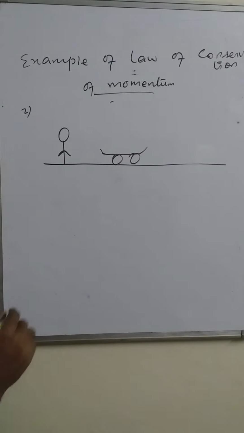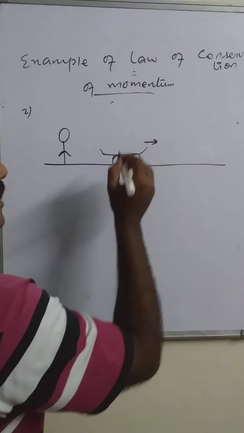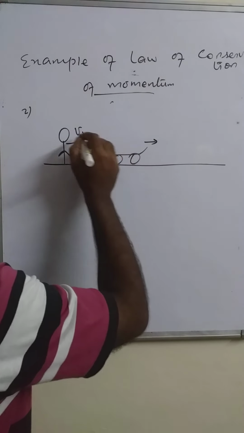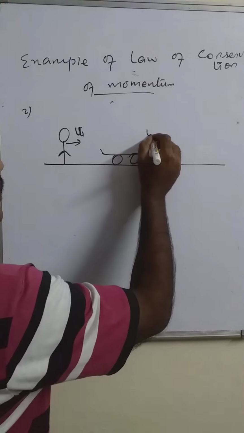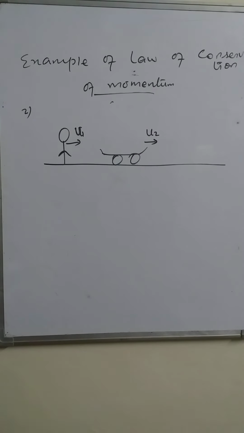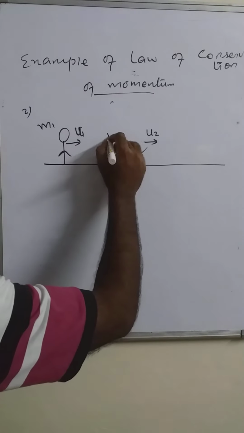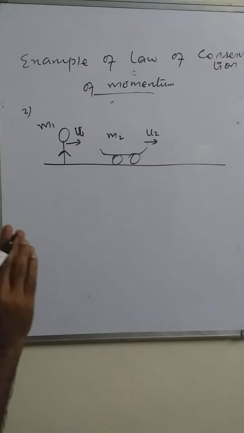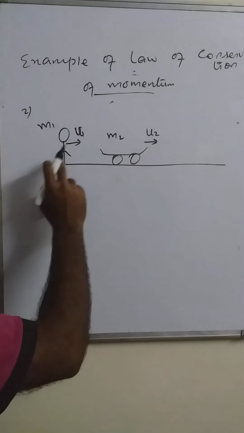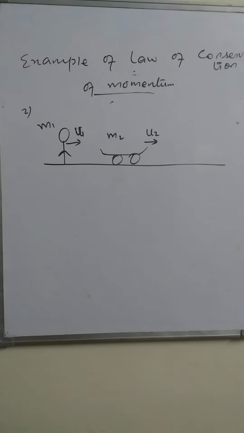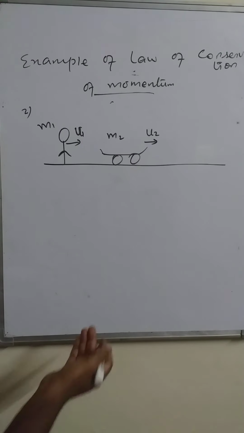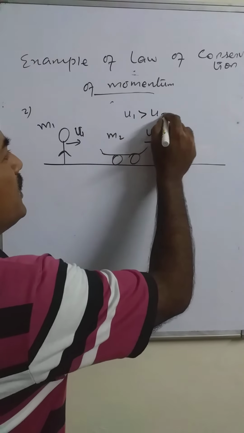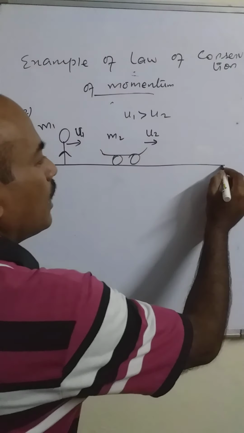Now we suppose the trolley is moving with some velocity, and the man is also moving with some velocity, v1, or you can take it as u1 and u2, the initial velocities. Mass of man is m1, mass of trolley is m2. Now we assume these two are the objects in the system, man and trolley. Here we can assume that the man is moving with a velocity somewhat greater than the velocity of the trolley. Then what will happen?